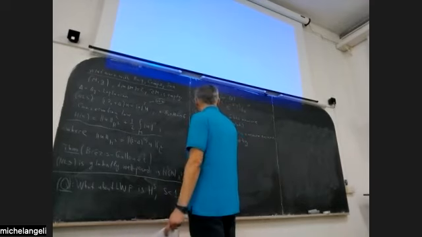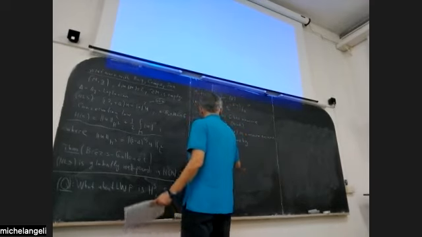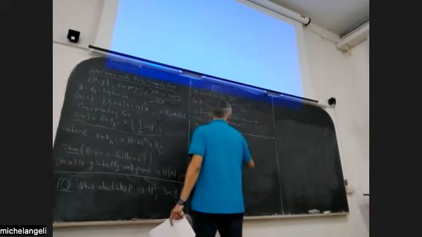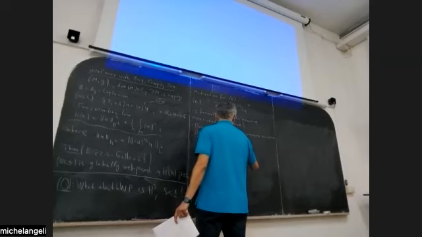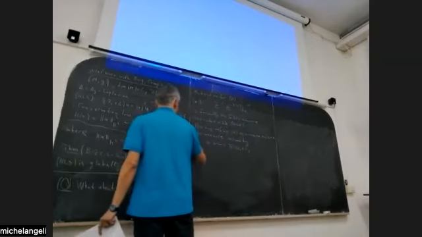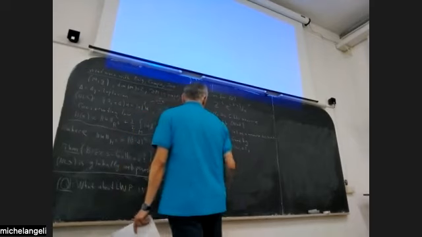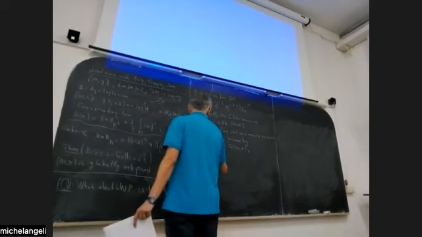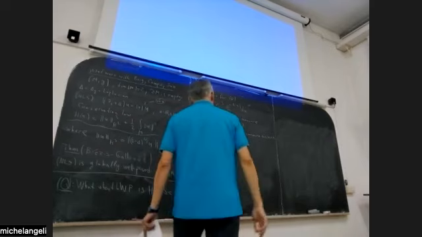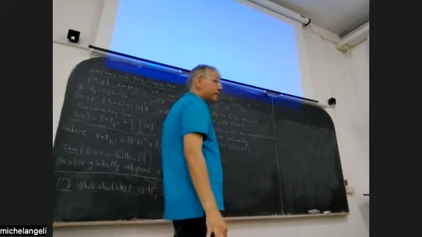So I define a measure. Maybe you don't see yet why this is a measure, but I will explain later. Psi omega x, where this psi omega x is defined as a random series. So omega is a random parameter, x is the variable on the sphere.